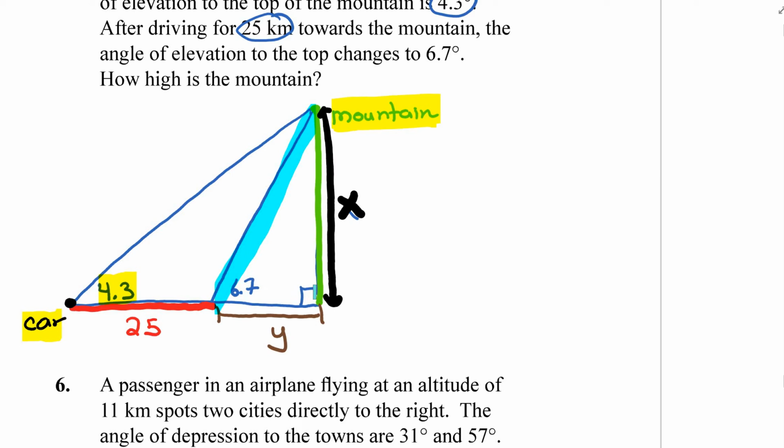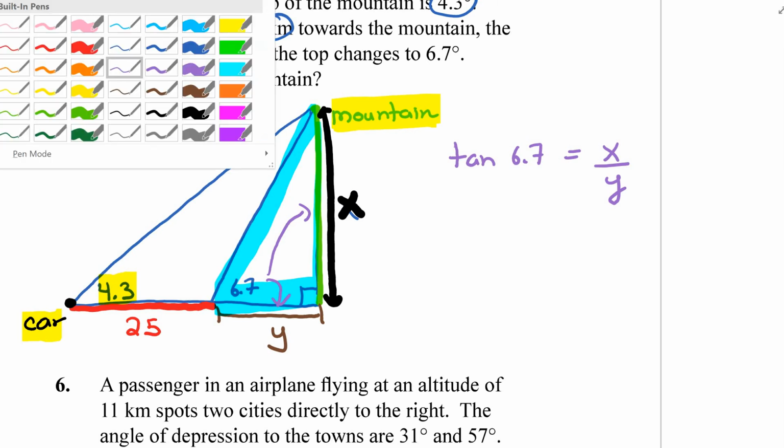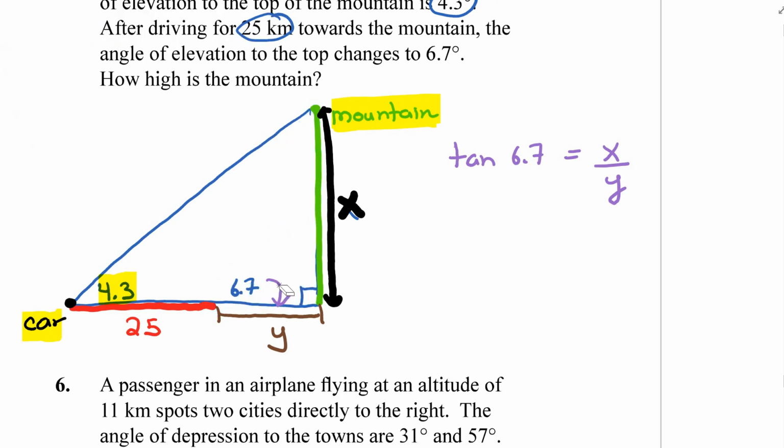Looking at this blue triangle, how can you write a trig ratio based on the x, the y, and the 6.7 degrees? Well, the x is going to be the opposite and the y is going to be the adjacent. So that's tan of 6.7, which equals the opposite over the adjacent. Then let me see if I can erase this blue marker. Oops, erased a little bit too much there.